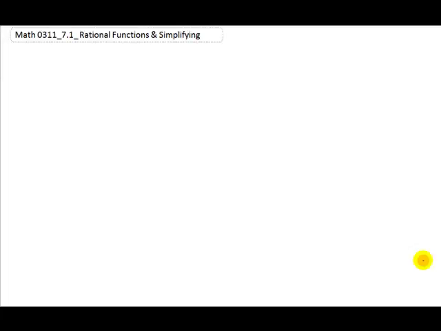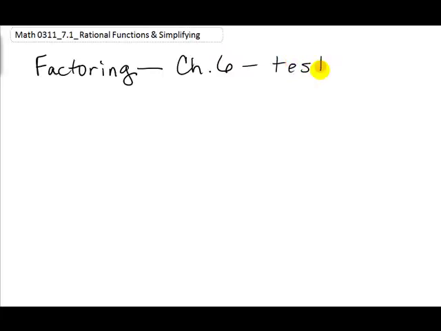We are about to start Chapter 7, and Chapter 7 will involve lots of factoring, which is what you just did in Chapter 6. So I'm hoping that you did very well on your test for Chapter 6, and so if you didn't, you will want to do test corrections to make sure that you understand this is not going away.